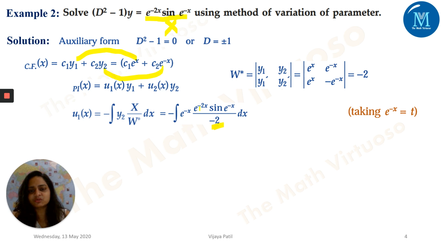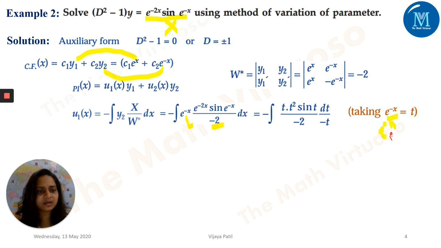So e to the power minus x and e to the power minus 2x will combine over here. Otherwise you could go ahead with the substitution e to the power x equals t. If I substitute e to the power x equals t over here, this e to the power x will go to t, this e to the power minus 2x will give me t square, sine e to the power minus x is sine t, and dt will be like e to the power minus x, so it is nothing but e to the power minus x into minus. Let me change it.